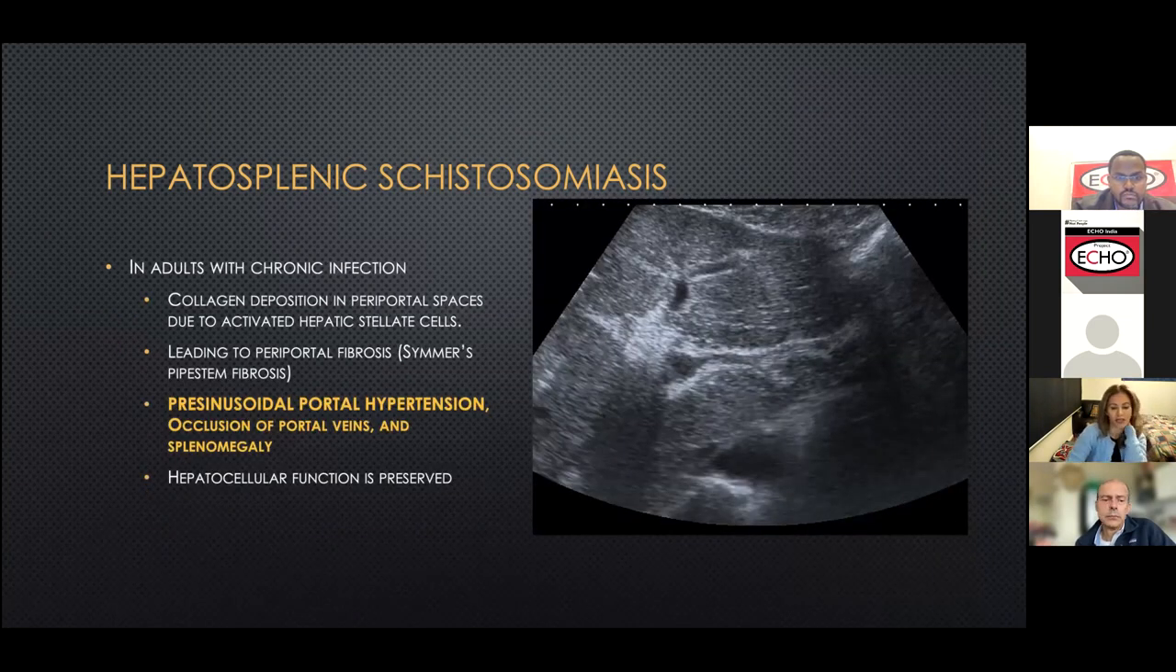Hepatosplenic schistosomiasis in adults with chronic infection eventually leads to collagen deposition in the periportal spaces, and this is mediated by hepatic stellate cells. And you can see the sort of thickened appearance there. This causes the classic pre-sinusoidal portal hypertension with occlusion of the portal veins and massive splenomegaly. But interestingly, throughout all this, hepatocellular function is preserved. It can make diagnosis quite difficult.